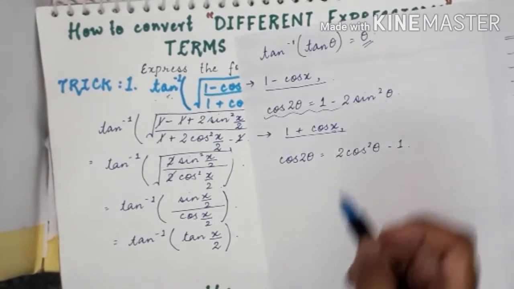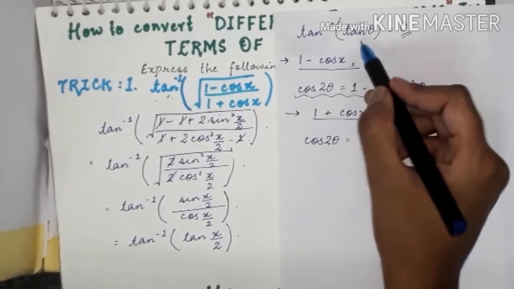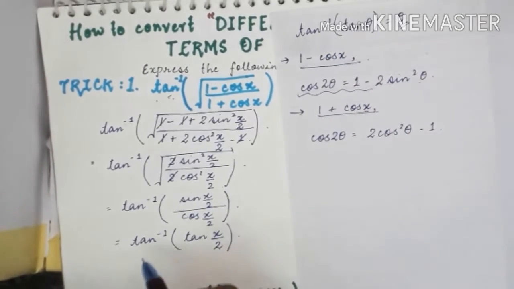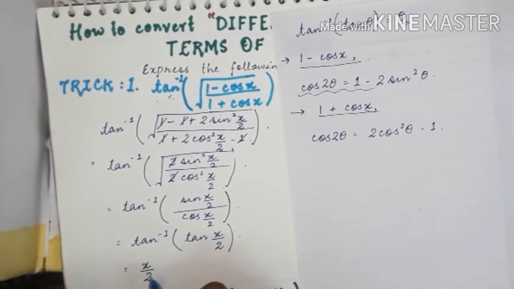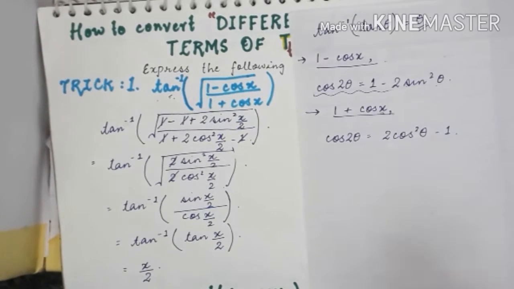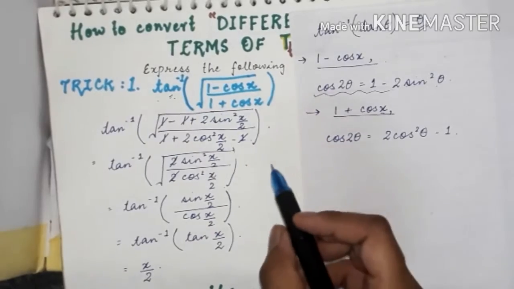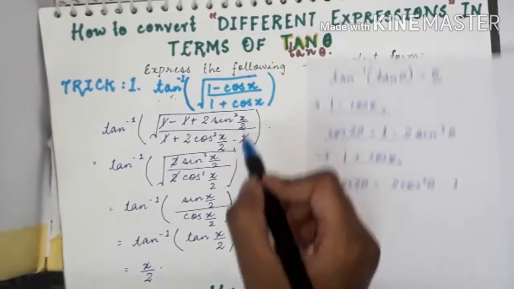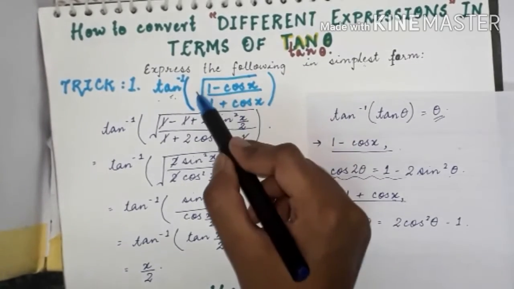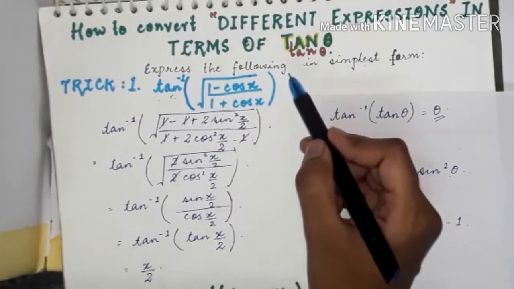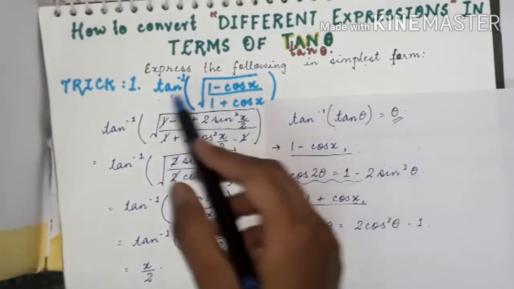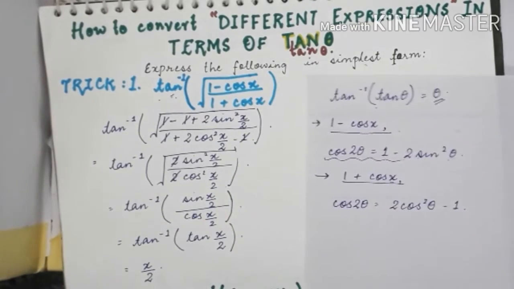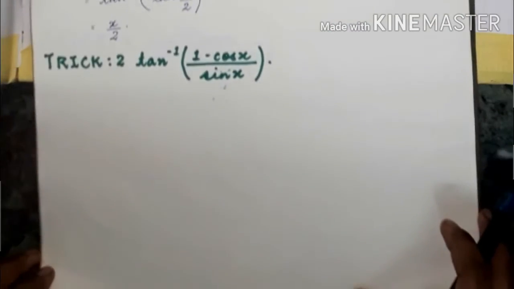Now you can use this property. Tan inverse tan theta is equal to theta. So tan inverse tan x by 2 is equal to x by 2. See, what is the only thing that you need to do? You have to convert this expression in terms of tan theta, and then using this property you simplified this complicated question. Let's move on to the second.